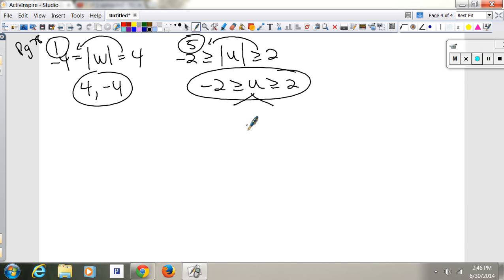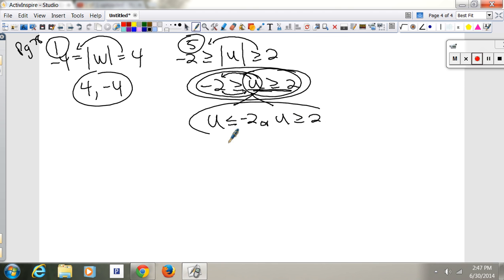It would probably be a good idea to learn how to break it into two pieces. This first piece is going to be u is less than or equal to -2, because you're switching these two sides. And the second one is just right there. U is greater than or equal to 2. So it'd be a good idea to get used to breaking them into two pieces. So that's page 78.